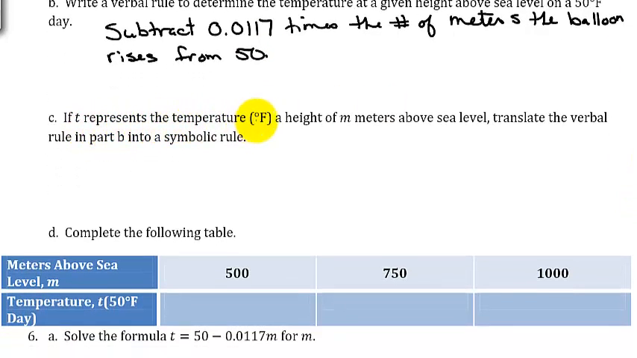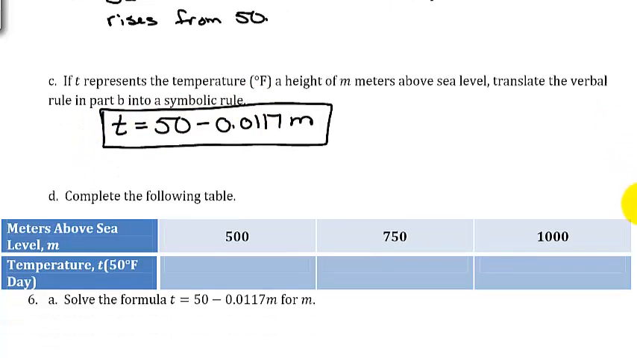If T represents the temperature in degrees Fahrenheit, at a height of m meters above sea level, translate the verbal rule from part B into a symbolic rule. Okay, so T is going to be what we're calculating here, and that's going to be equal to 50 minus the 0.0117 times m. So it's going to go down this much for each meter that it rose, and m is the number of meters that the balloon rose above sea level. So this would be our equation.